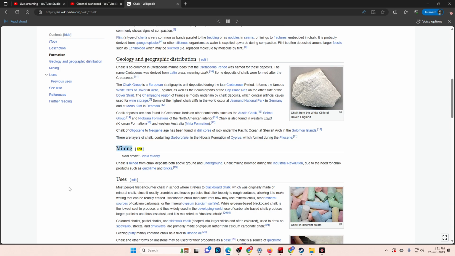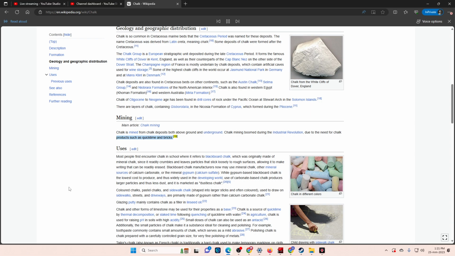Mining. Main article: Chalk mining. Chalk is mined from chalk deposits both above ground and underground. Chalk mining boomed during the Industrial Revolution, due to the need for chalk products such as quicklime and bricks. Uses. Chalk in different colors.